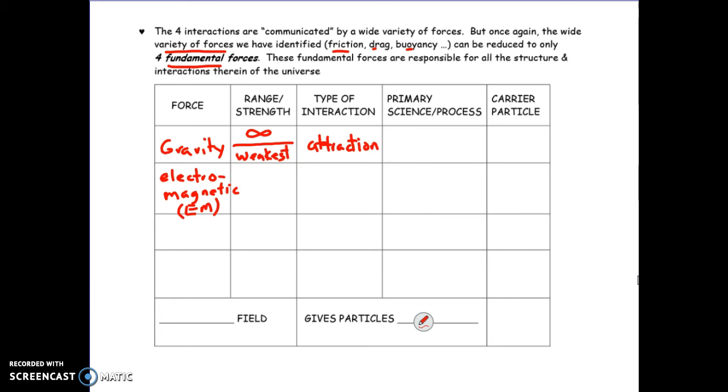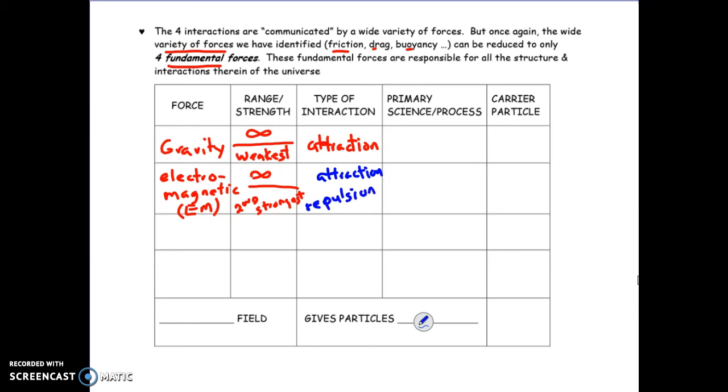Okay, so same question before. What's its range? Electromagnetic, like gravity, acts over infinity. Okay, so it's strong when it's nearby, it's weaker when it's far away, and in terms of strength, it is fairly strong. It's second strongest. So it's much, much stronger than gravity. All right. Now, what kind of interaction do we get from electromagnetism? Well, like gravity, we get attraction. But we can also get repulsion.